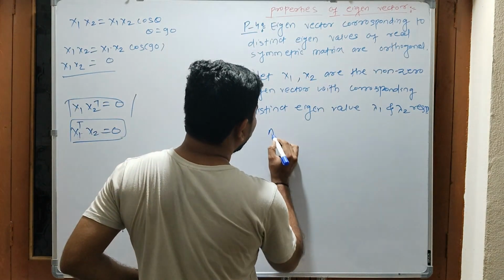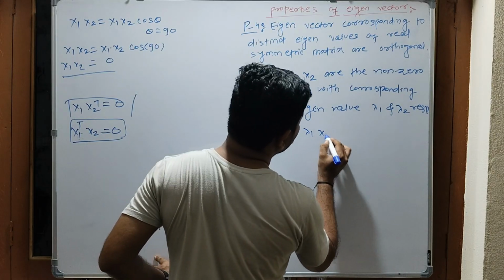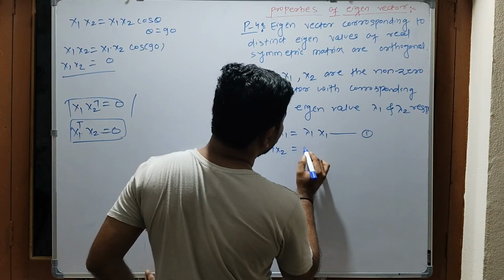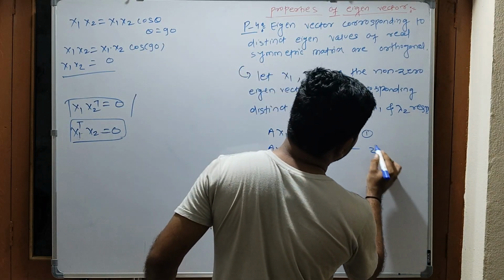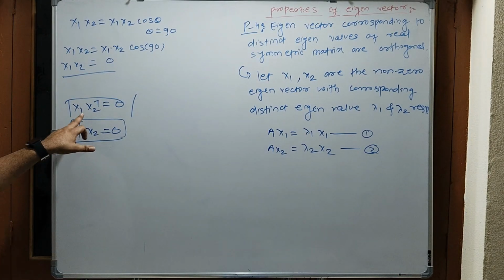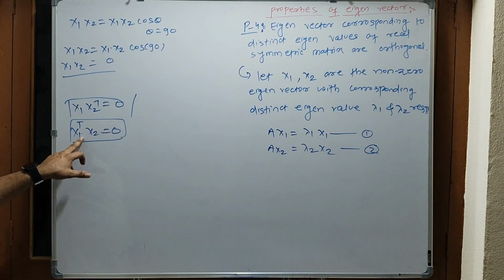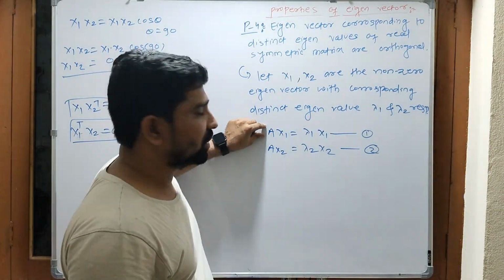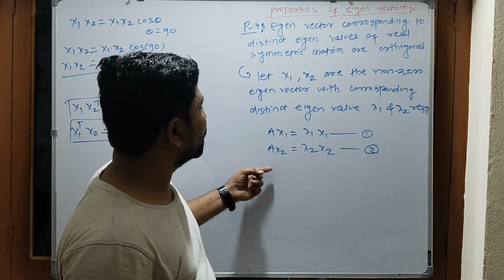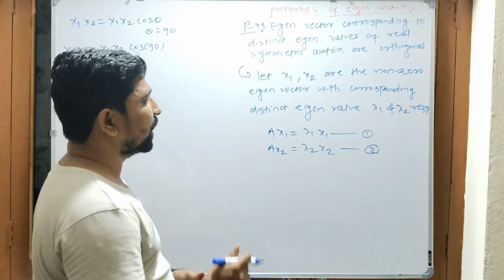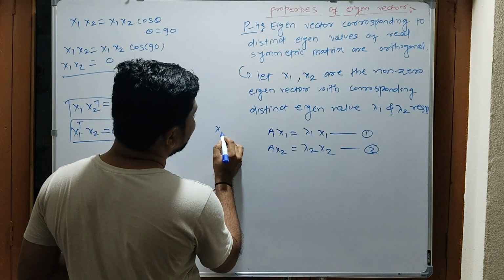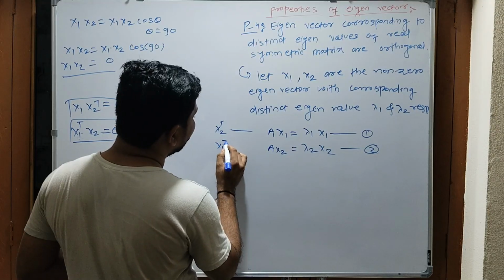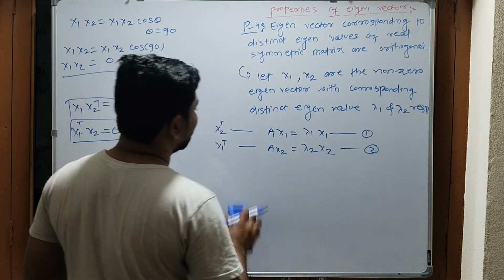That is, A x1 equals lambda 1 times x1, and this I will call equation 1, and A x2 equals lambda 2 times x2. This is my equation 2. Now I have to show x1 x2 transpose equals 0, or x1 transpose x2 equals 0. So either multiply equation 1 by x2 transpose or multiply equation 2 by x1 transpose. So we will get what we want.